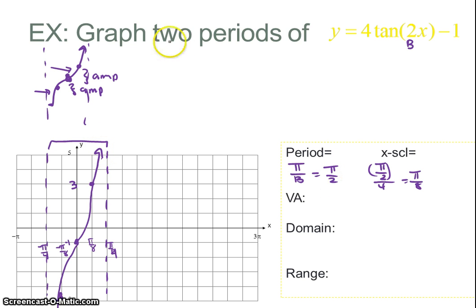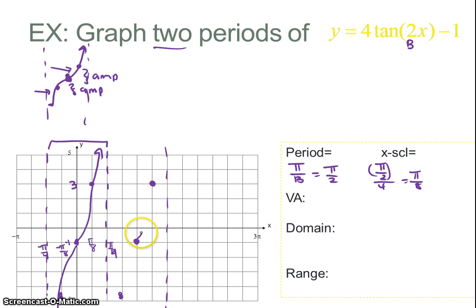Now I have to graph 2 periods. I'm going to graph one more. So I know that there's 4 boxes to my next asymptote: 1, 2, 3, 4. So I'm going to draw my next asymptote. And I know the midway point is my middle line, which is on my midline of -1 is my middle point. And then I'm going to go 1 to the right and go the amplitude up. And then from my middle point, I'm going to go 1 to the left and my amplitude down.